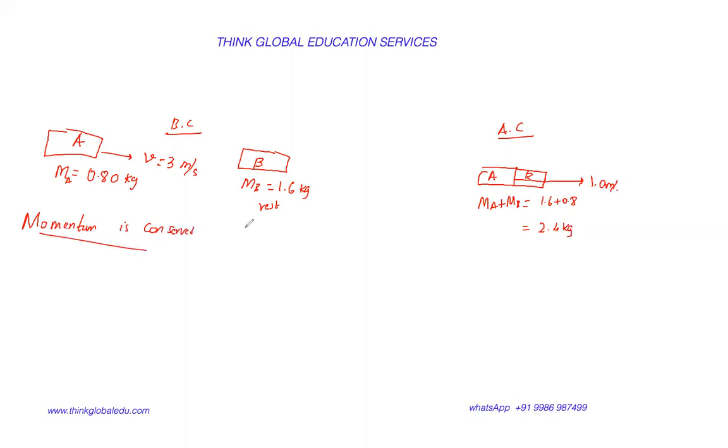So what we need to do is calculate the momentum before collision. Before collision, momentum of trolley A, which we write as PA, plus momentum of trolley B, PB, is equal to mass of trolley A, which is 0.8, multiplied by velocity of trolley A, which is 3, plus mass of trolley B, which is 1.6, multiplied by velocity of trolley B, which is a stationary trolley, so its velocity must be 0.